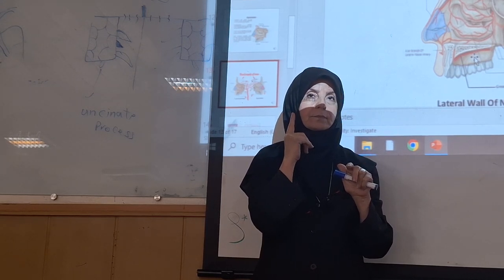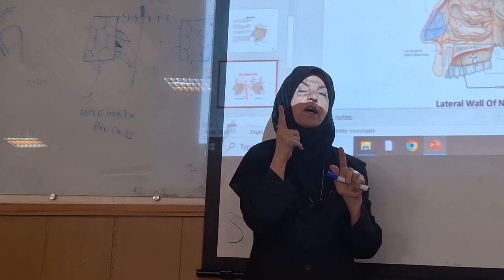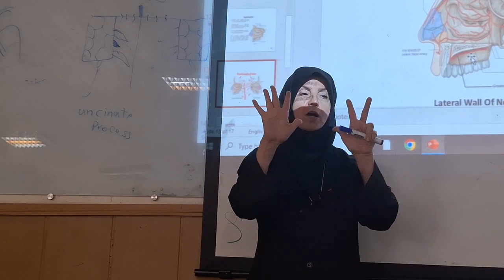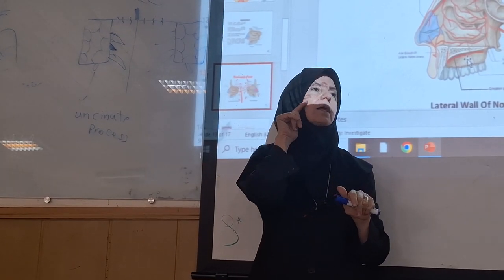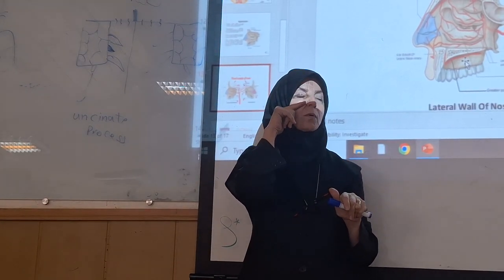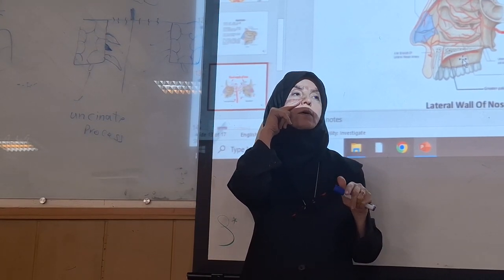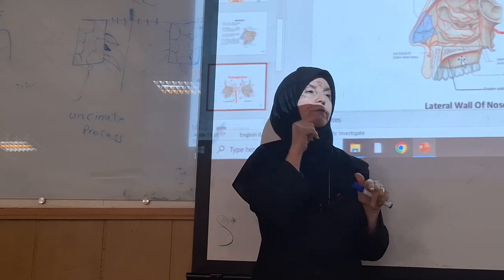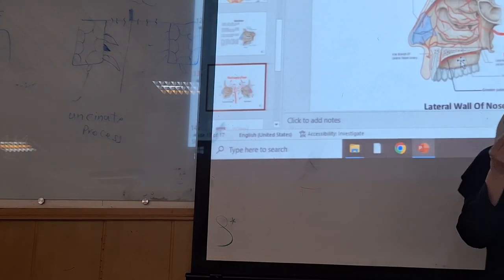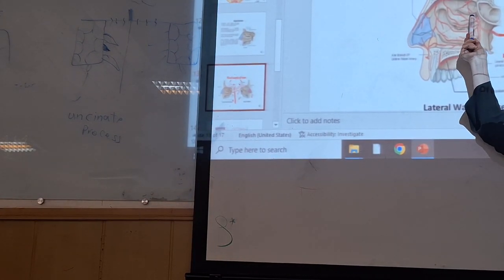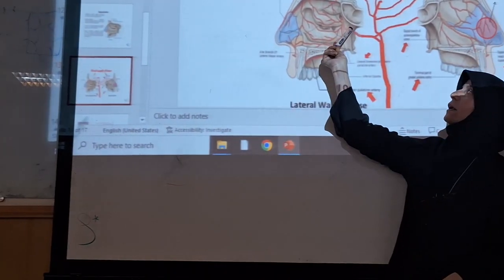In the nose, one of these 8 branches we call maxillary. Maxillary has so many branches. The terminal branch is the sphenopalatine branch, because it passes through the sphenopalatine foramen.